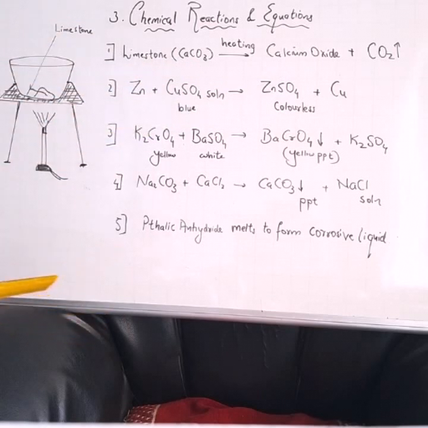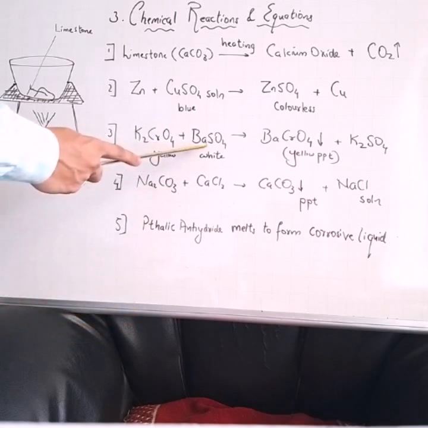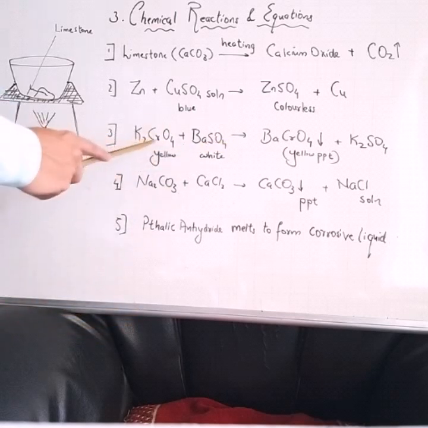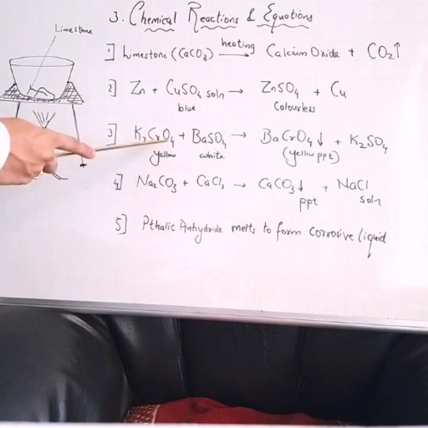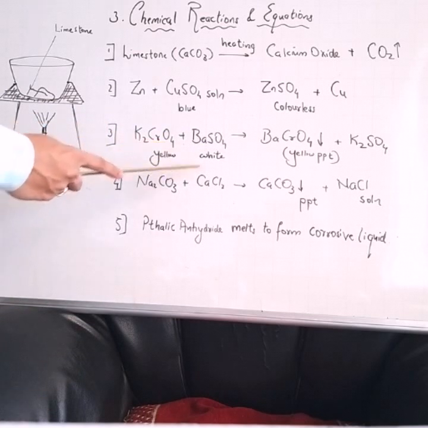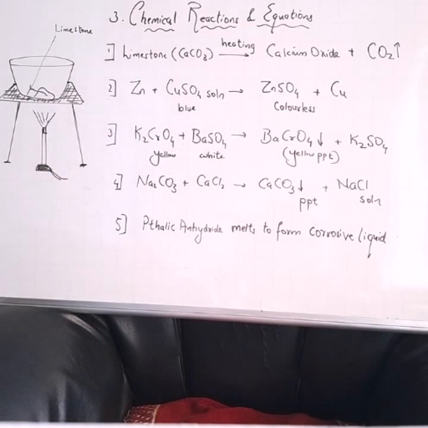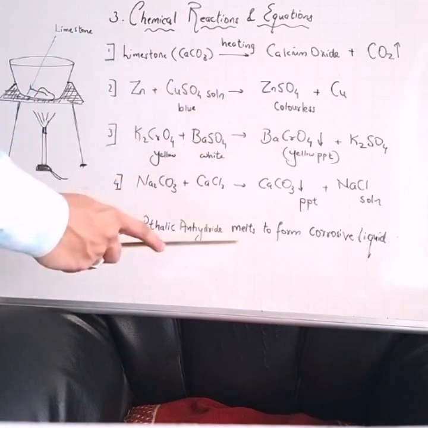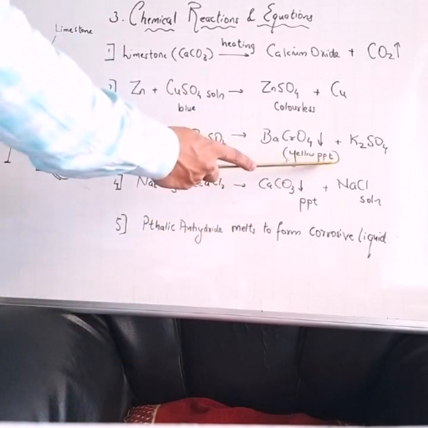Third, there is a compound called potassium chromate. It is reacted with barium sulfate. Both these solutions are mixed together. Potassium chromate is yellow, barium sulfate is white in color. And when a reaction takes place, we get a yellow colored precipitate.